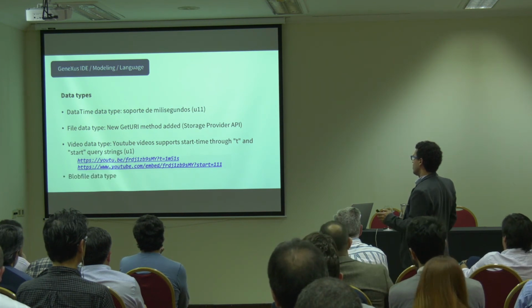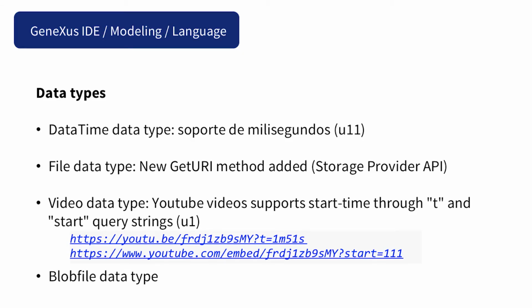And then the blob file data type, which is the one I told you about. It's like the blob, but it's different in the way in which the data are stored, and this is what the external storage needs.